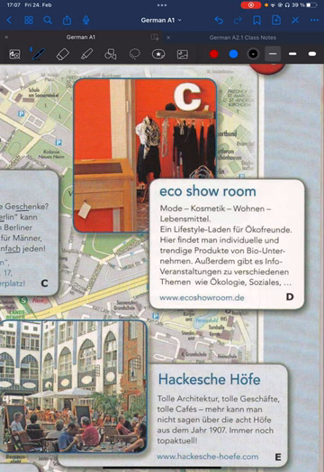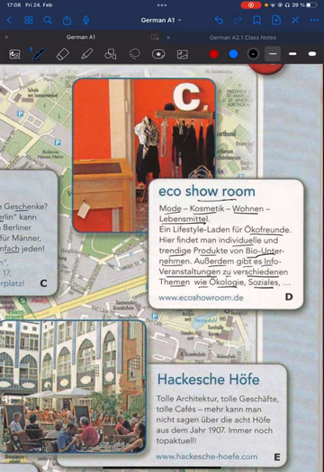Eco showroom. Mode, Cosmetic, Wohnen, Lebensmittel. Okay, so everything is there. Ein Lifestyle Laden für Freunde. Hier findet man individuelle und trendige Produkte von Bio-Unternehmen. Außerdem gibt es Info-Veranstaltungen zu verschiedenen Themen wie Ökologie, Soziales. Okay, so this showroom has everything.